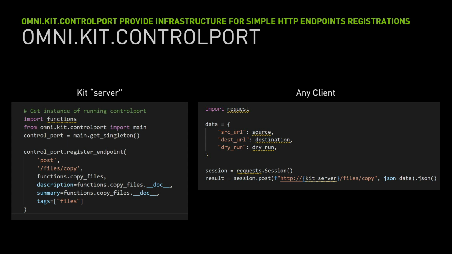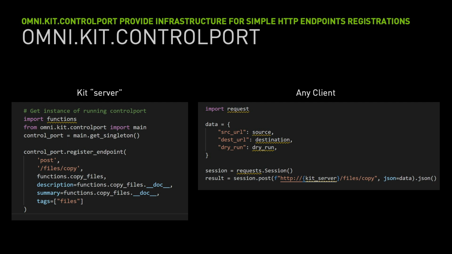Here on the left, we see what would happen in a Kit server, one of these apps that runs on Kubernetes, let's say, that exposes some entry point. And then the extension would just say, give me the control port, register an entry point. So I want to register an entry point for when someone calls me with file copy, with some payload. I want to trigger some actions, Python functions, whichever, that can leverage any of the features that are integrated inside the Kit SDK.